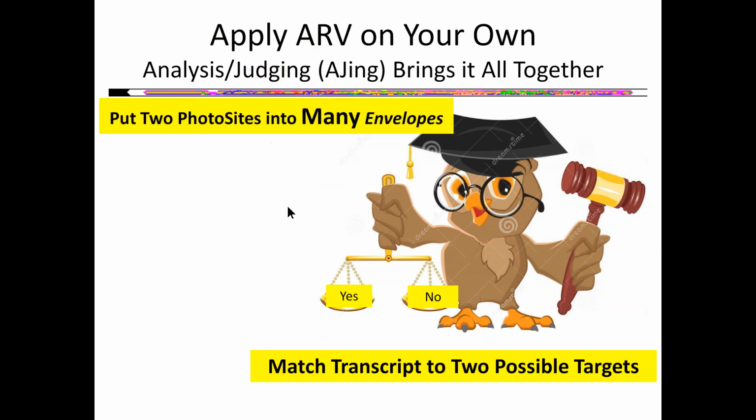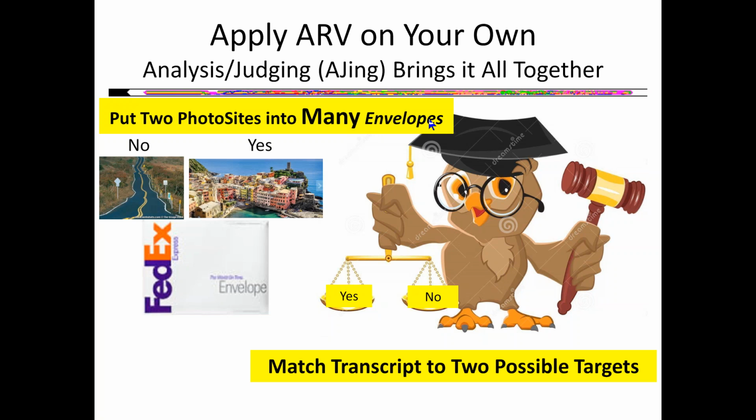Now, doing this really comes down to putting two photo sites into many envelopes. I've italicized envelopes because many people will actually do this on the computer. But one way or another, you need to hide them from the remote viewer. That's why you put them into the envelope. Two photo sites. So here's an example. One which is associated with yes, one which is associated with no. Doesn't matter how you do that, because they're going to be hidden.